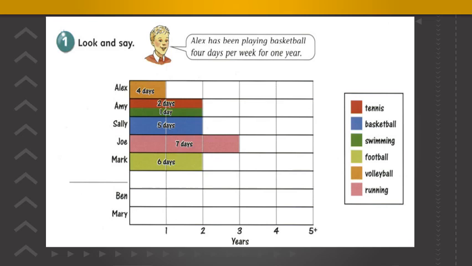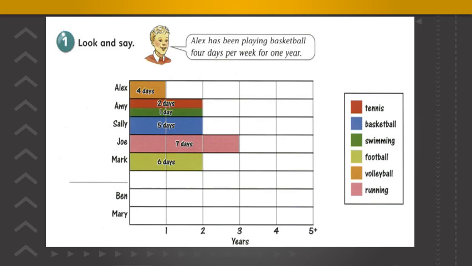So these are the names of the children, and the bars or the bar graph shows how many days they play their respective sports per year. And on the right side, you would see all the sports that these children are playing. And at the bottom of the bar graph, you would see the number of years they were playing.